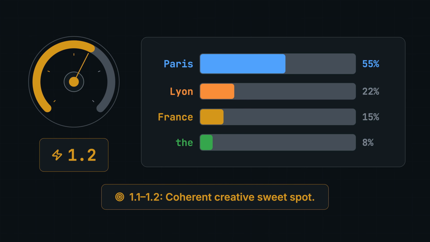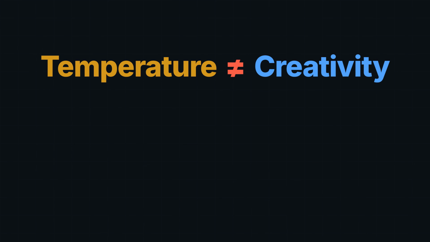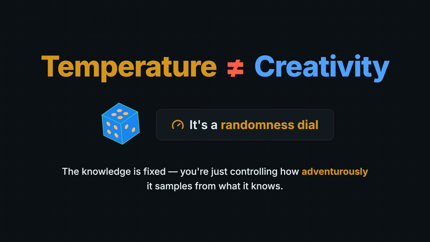Slightly above 1, say 1.1 or 1.2, is actually common for creative tasks and still produces coherent output. Push it much higher, though, and things start falling apart. Temperature doesn't make the model smarter or more creative. The knowledge is fixed. You're just controlling how adventurously it samples from what it knows.